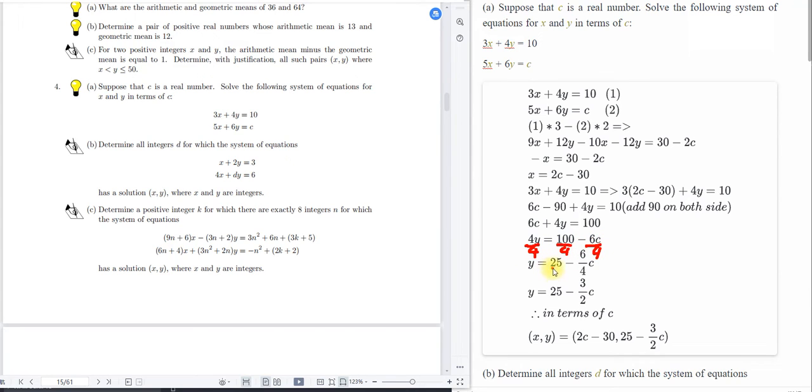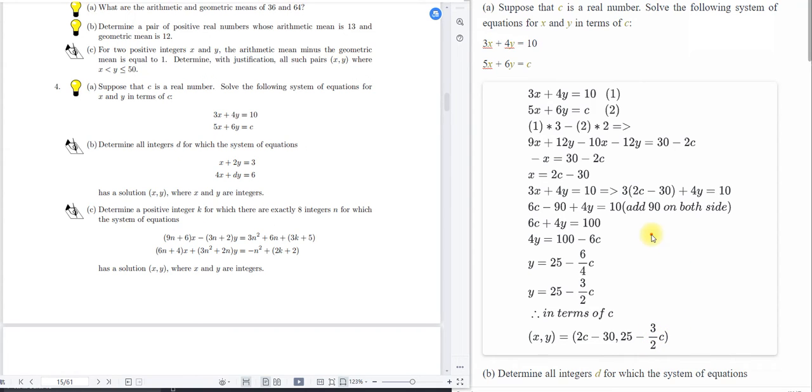So it becomes y equals 25, 100 divided by 4 is 25, minus 6 divided by 4 c. And this one, I divide by 2 up and down. So it becomes 3/2 c. So now y equals 25 minus 3/2 c. In terms of c, x and y are like this. x equals 2c minus 30. y equals 25 minus 3/2 c.